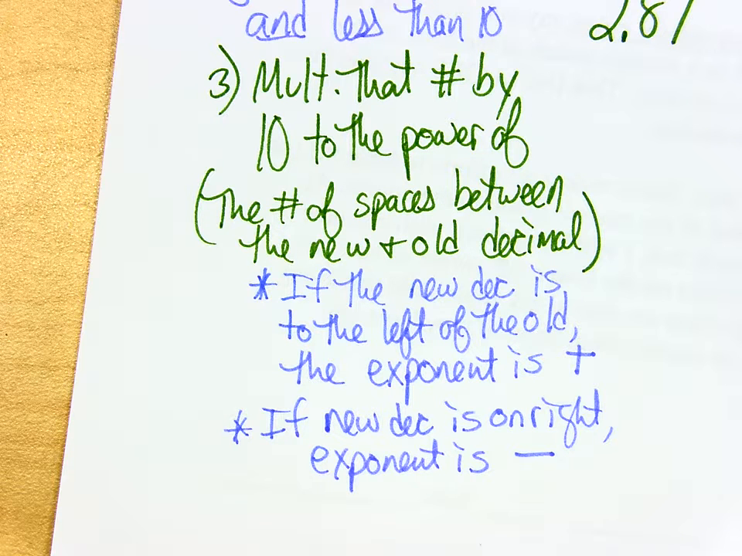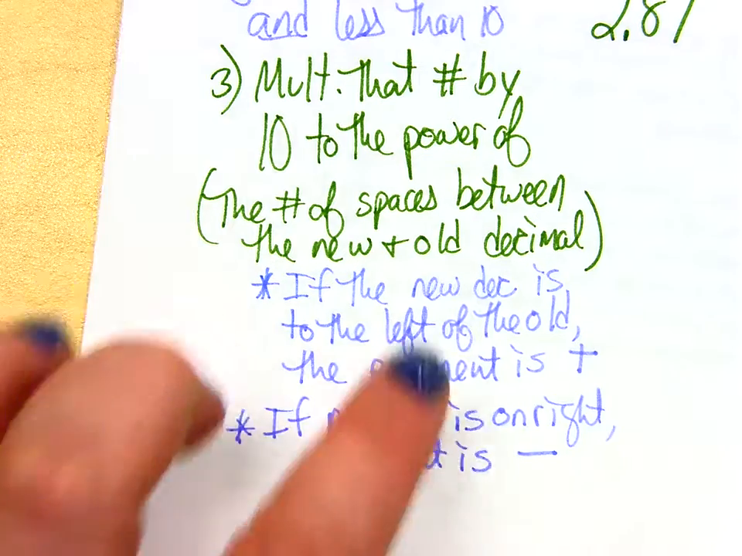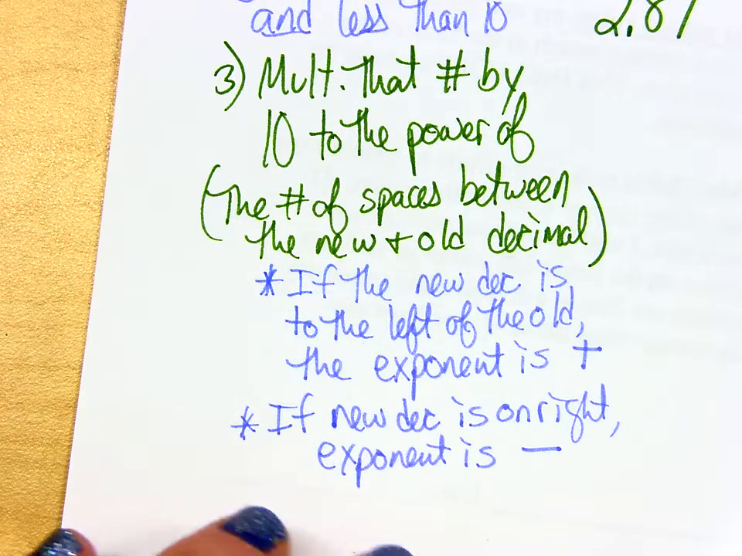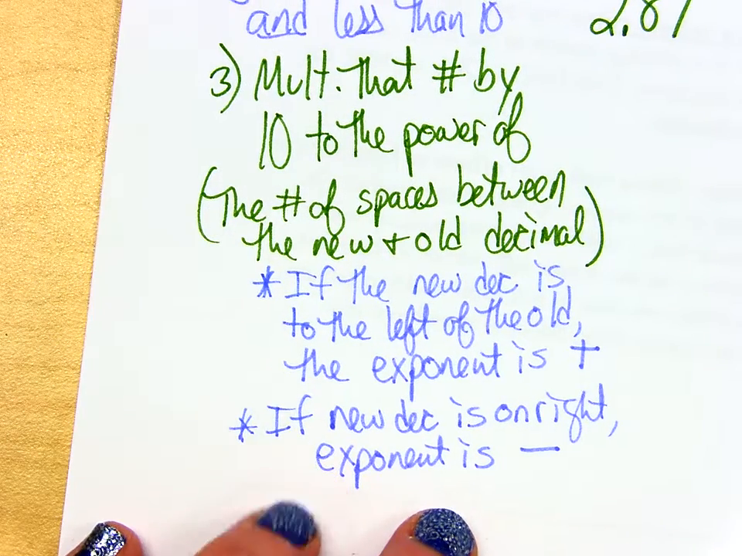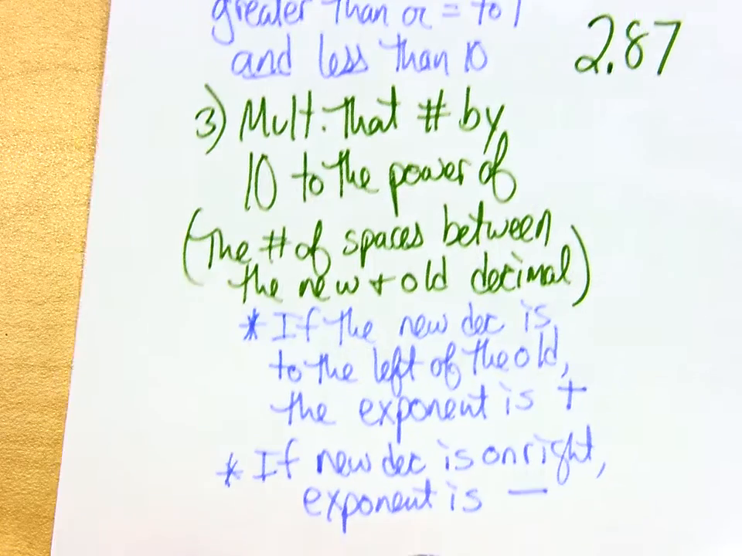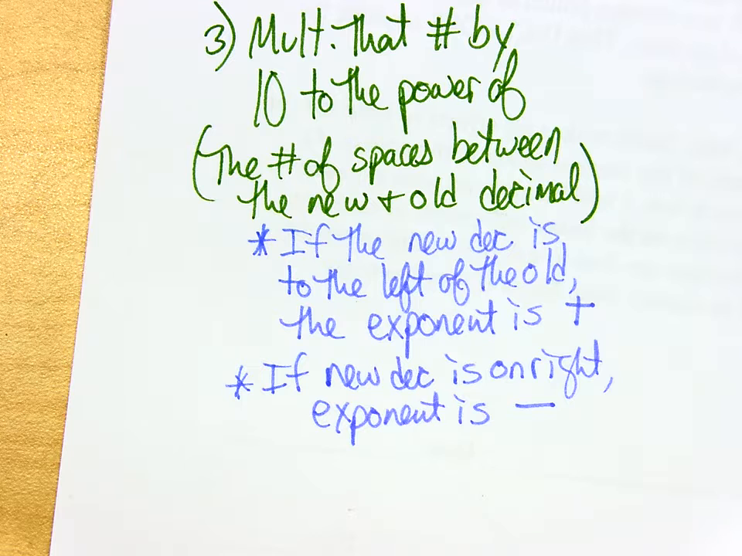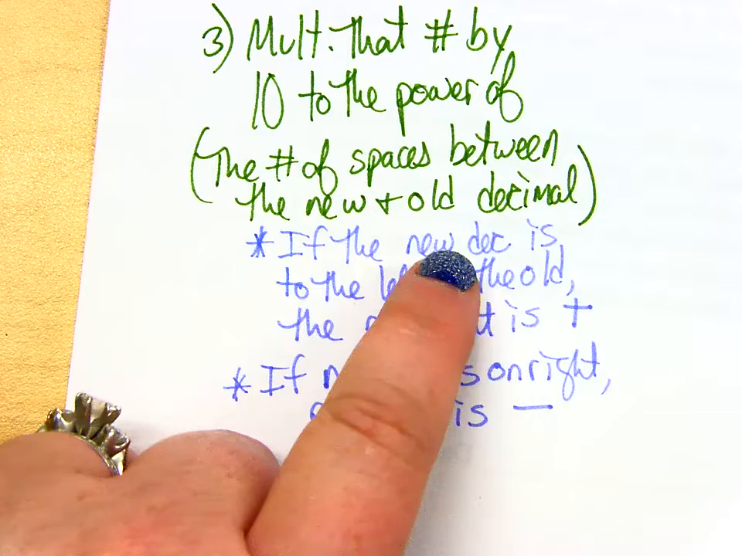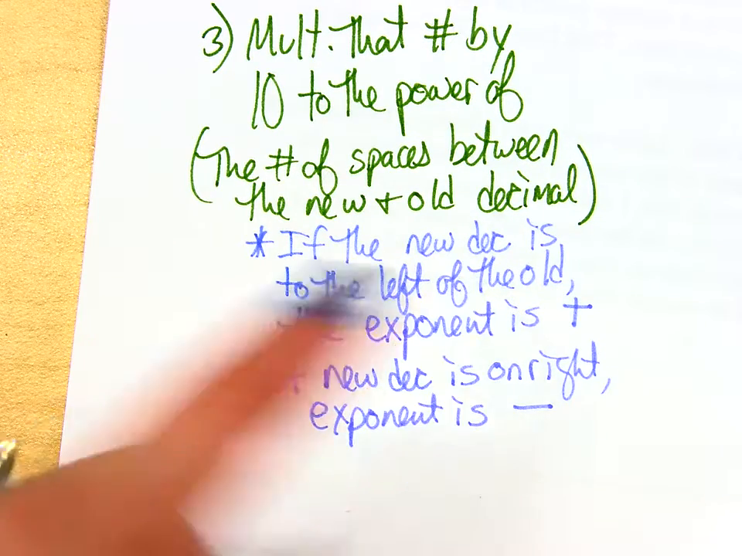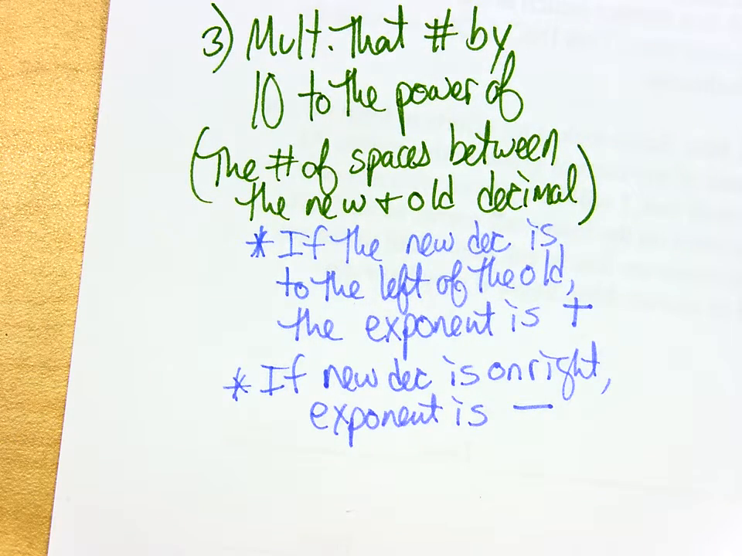Okay, so that's really how I think of it, but that's the rule. So, if we go to finish our number, since my new decimal, did everybody write this down? Can I move it away? Oh, sorry. My new decimal is to the left of the old, so in this scenario my exponent's going to be positive. But I already knew that because it's a big number.